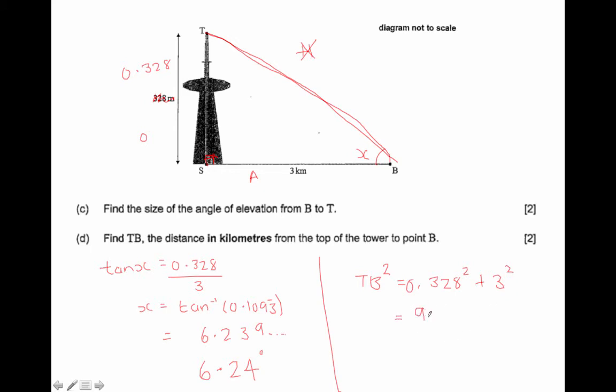On a calculator, TB squared would be 9.107584, and so on. So to get the length, I need to take the square root of that, 3.0178, and to 3 significant figures, 3.02, and it says to give it in kilometres. Well, we've already been working in kilometres, so just put a km on the end.